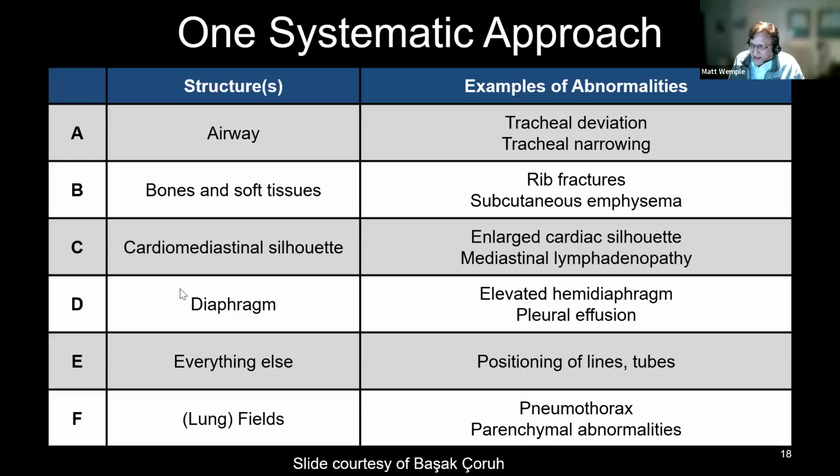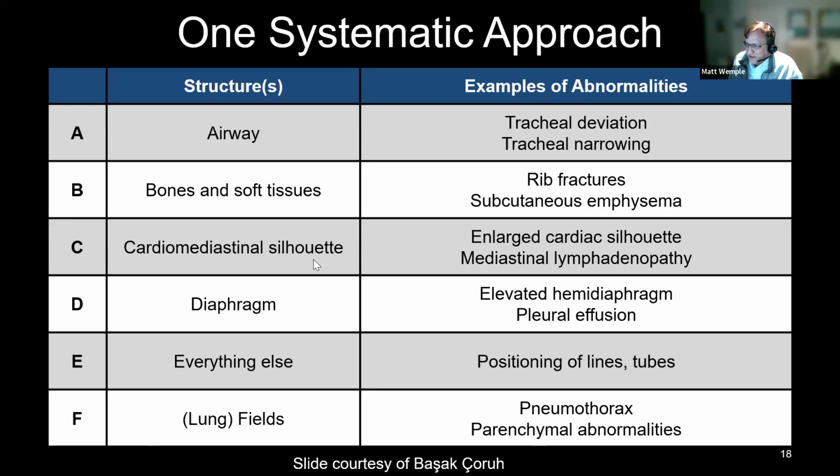Okay, the systematic approach that I learned, and I think a lot of you learned, is the ABCDEF approach to looking at the film, so that you make sure you hit the main things in the chest X-ray. Starting with airway, whether or not the trachea is deviated or narrowed, then bones and soft tissue. This is where you might be looking for fractures, but also remember the soft tissues, right? Subcutaneous emphysema is one thing you see with that, but other things as well.